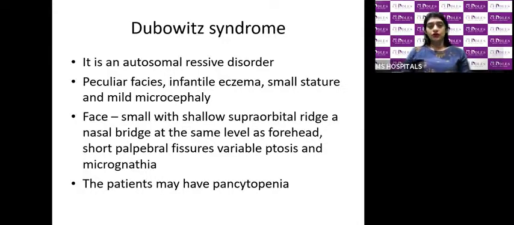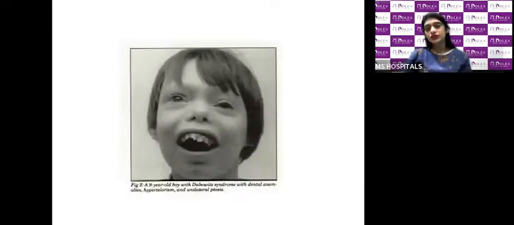Next is Dubowitz syndrome. Dubowitz syndrome, it is an autosomal recessive disorder. So they have peculiar faces, infantile eczema, small stature, and mild microcephaly. Face is small with shallow supraorbital ridge, a nasal bridge at the same level as forehead, short palpebral fissures, variable ptosis, and micrognathia. The patients may have pancytopenia. So this is a picture of how a Dubowitz child looks like.